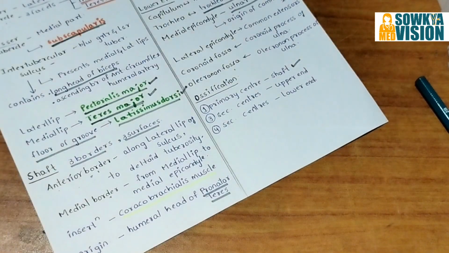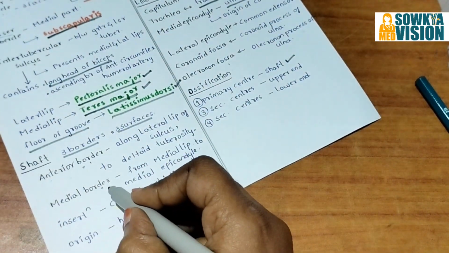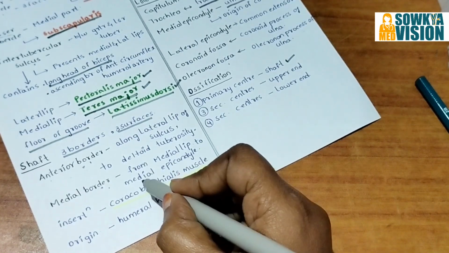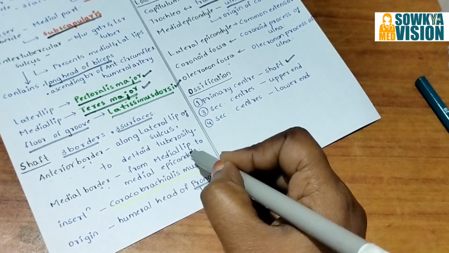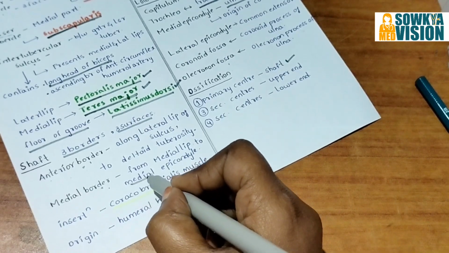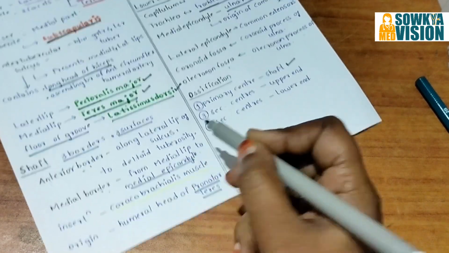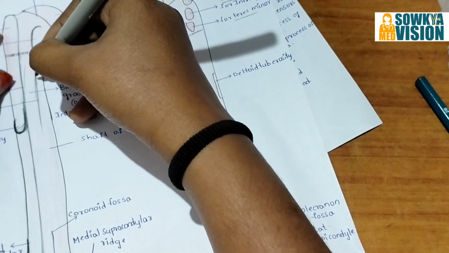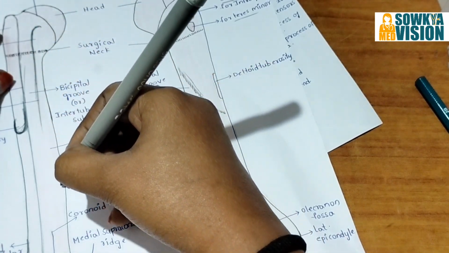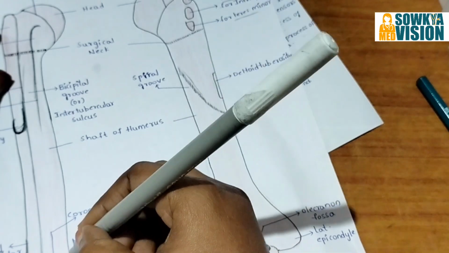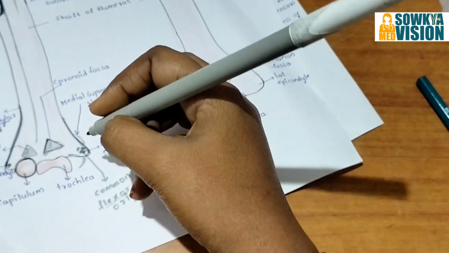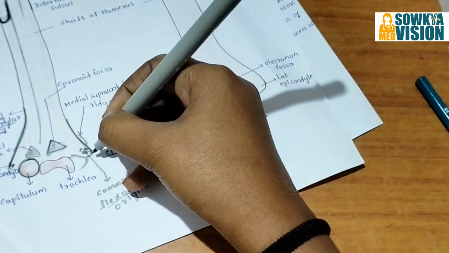Yes. Now medial border, from medial lip to medial epicondyle. This epicondyle is present at the lower end of the humerus. Yes, this will be the medial lip. It goes along to the medial epicondyle. This is a medial epicondyle. Yes, this region is a medial epicondyle.